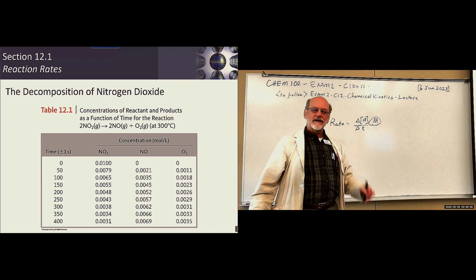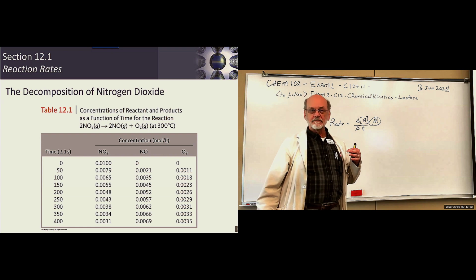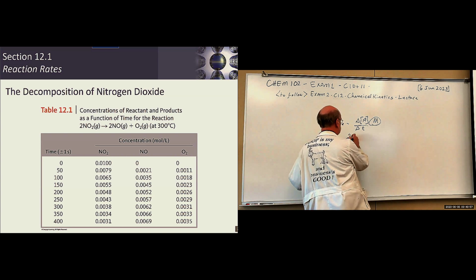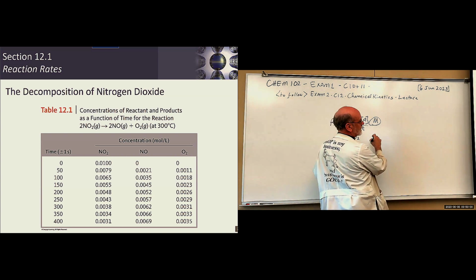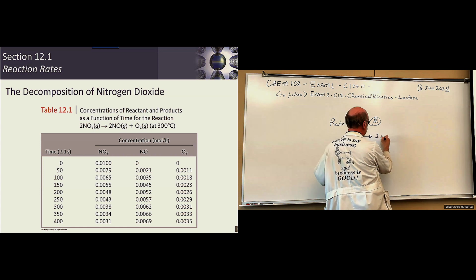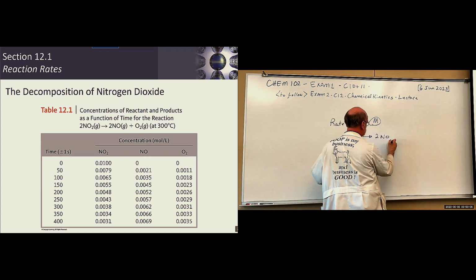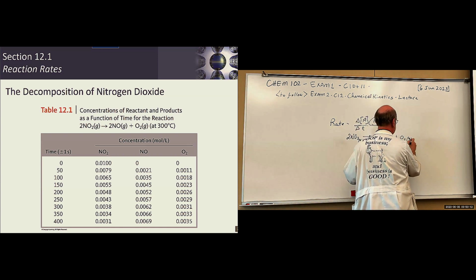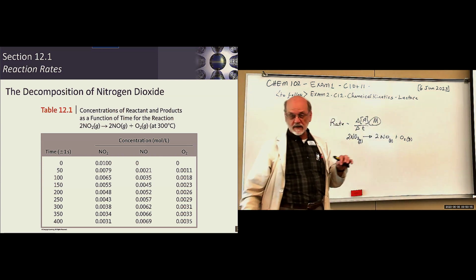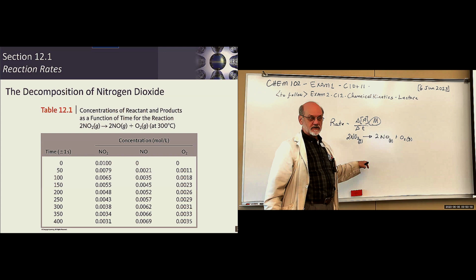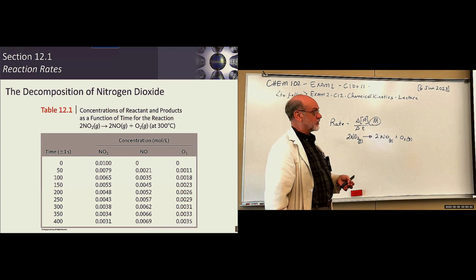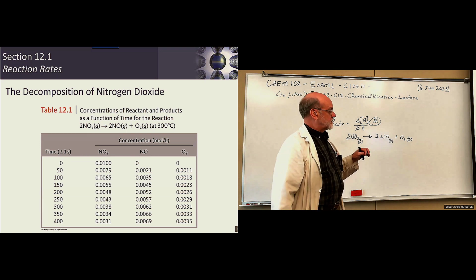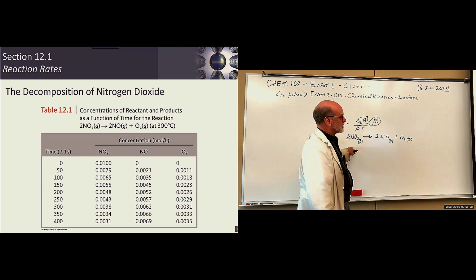So if we were to track a reaction such as this one, 2NO2 yields 2NO, and these are gases, plus O2. And this is always at a specific temperature, right? Reaction rates are sensitive to temperature change. So in this case, it's at 300 Celsius. And each of the components is listed here over time.